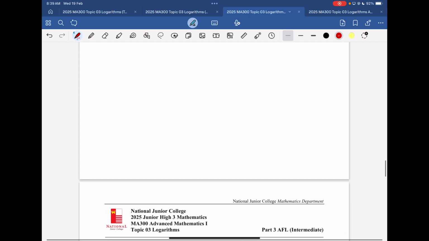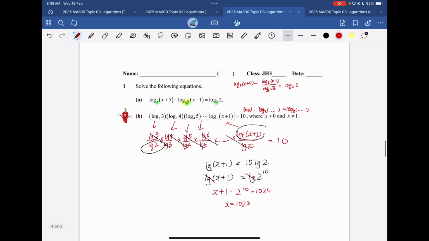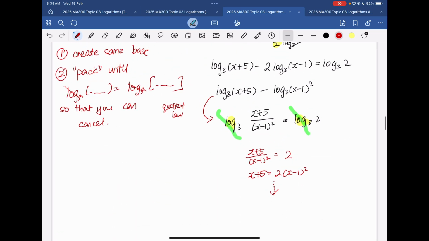Here you cannot. It's not a single log. Do you realize? This is not a single log. You want a single log, so what do you do? You should combine the logarithms first using the quotient law. Then you can remove the log. You understand? You cannot remove double. It must be a single log. Really, you only see one log on both sides with coefficient 1. Then you remove the log.